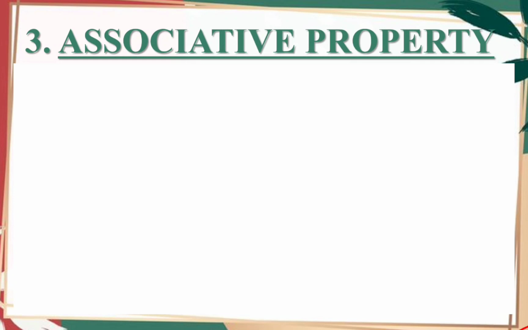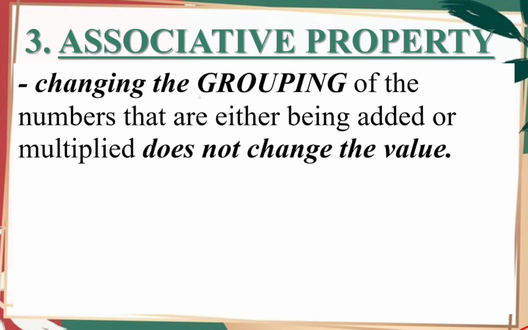So, let's have the third property. This is what we call the associative property. Associative property states that changing the grouping of the numbers that are either being added or multiplied does not change the value. So, here I highlighted the groupings.